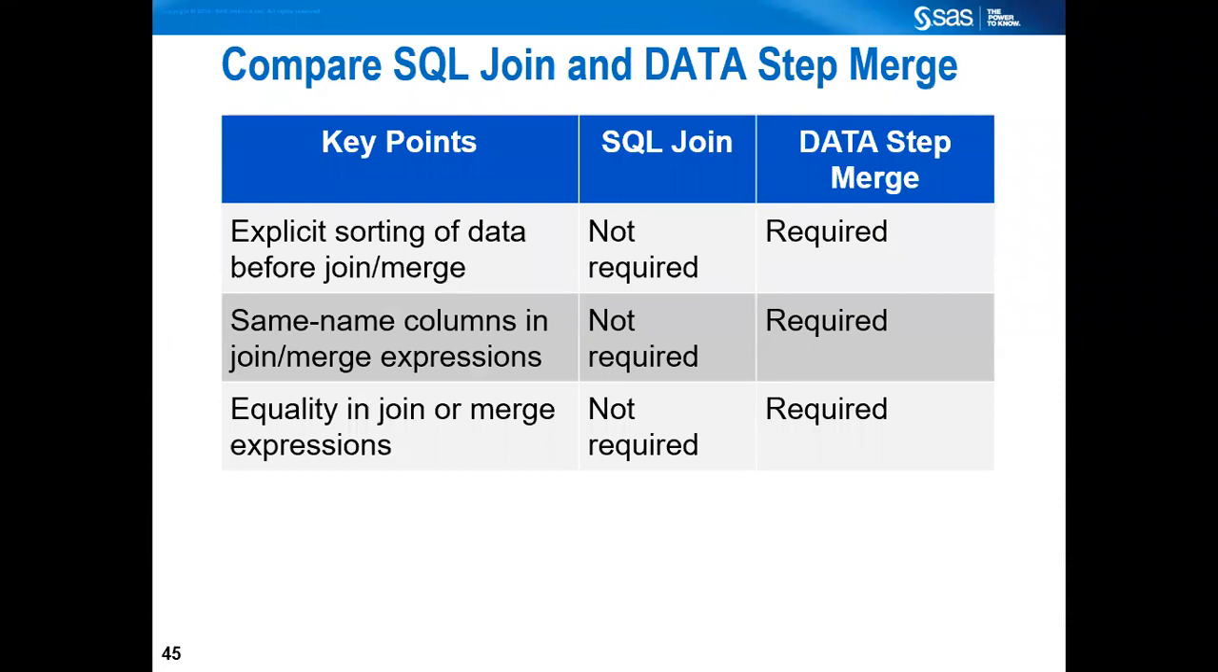Compare SQL join versus data step merge. Key points: explicit sorting of data before join. Is it required in SQL? No. In data step, yes, it's required. Same name columns in join or merge expression: again, in SQL it's not required. In merge, the same name columns are required. Equality in join or merging expression is not required in SQL; its equality depends on the number of rows, or even the level or position of rows, but it's required in data step merge.